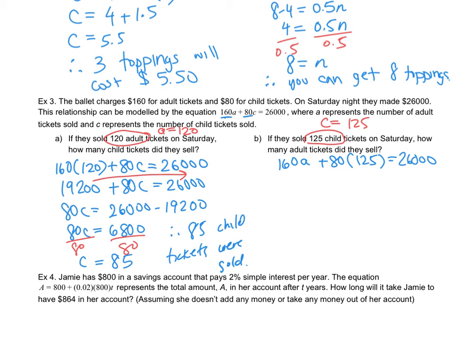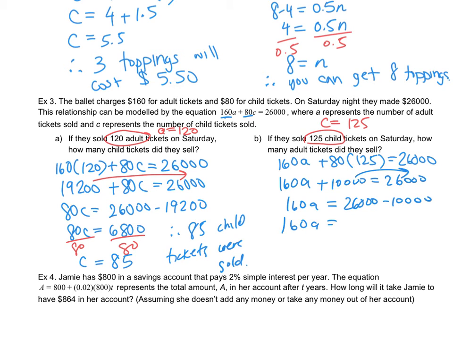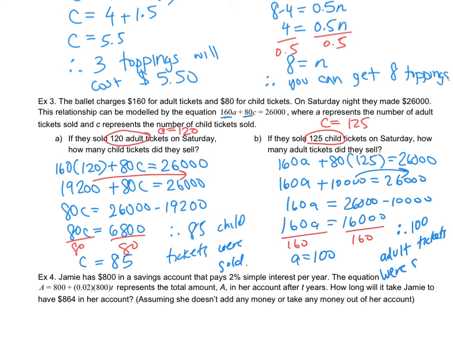So hopefully for 80 times 125, you got 10,000. This 10,000 is going to move to the other side and become subtraction, so that we do get 16,000. Then we can divide both sides by 160 to get 100 for the adults. So therefore, 100 adult tickets were sold. We're just really expanding our linear equation skills, combining it with some application.